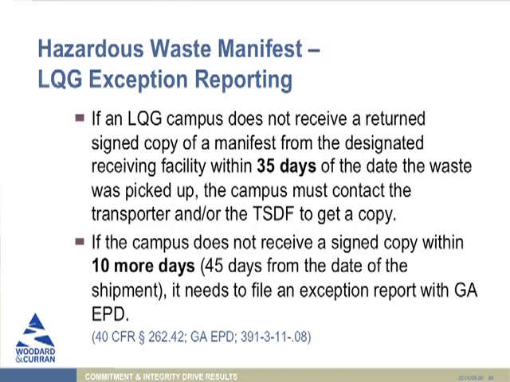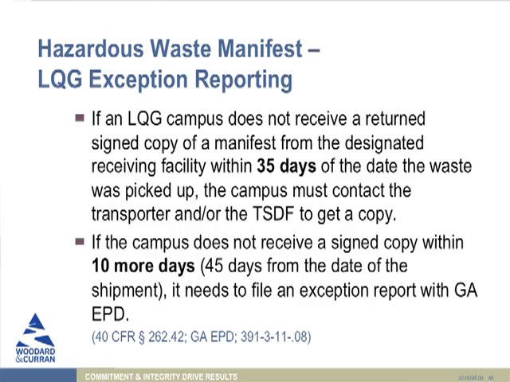So you've sent out your waste. You've gotten rid of it. Congratulations, you're all done, right? No, you're not all done. Unfortunately not. You need to make sure you get a copy of that waste shipment manifest back within 35 days if you are a large quantity generator. Right? You need to get it back. If you don't get it back in that time period, you have 10 days to try to contact the shipper, the facility where it ended up, and get a copy of it. If not, you're supposed to file an exception report with Georgia EPD.